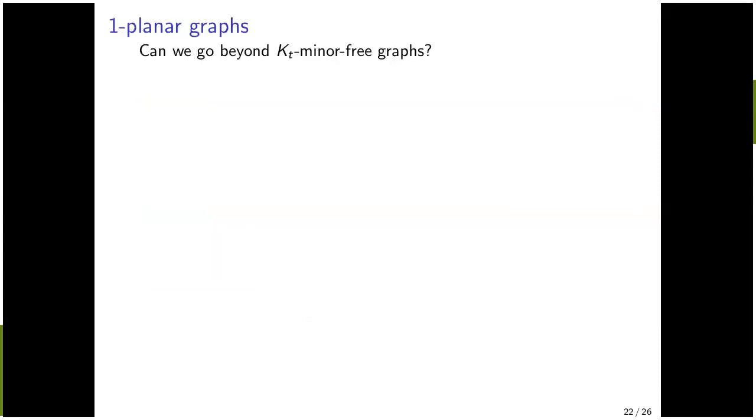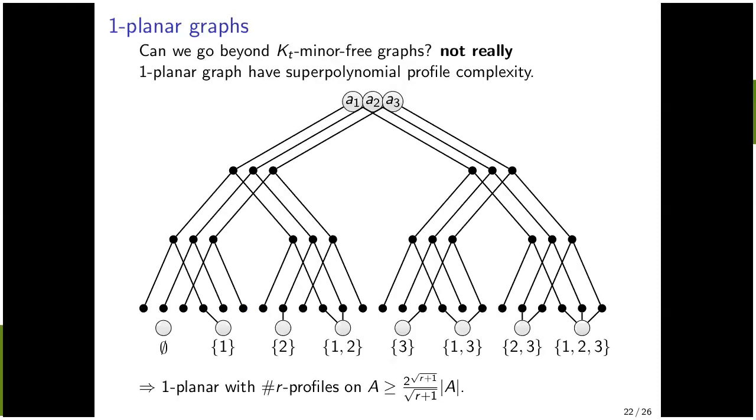Okay, so K_t minor free graphs are nice, but can we go beyond? And the answer is, well, not really. Of course, we can give some construction of a class which excludes no minor and still has polynomial neighborhood complexity. But if we look at the natural classes, actually, they have super polynomial neighborhood complexity.